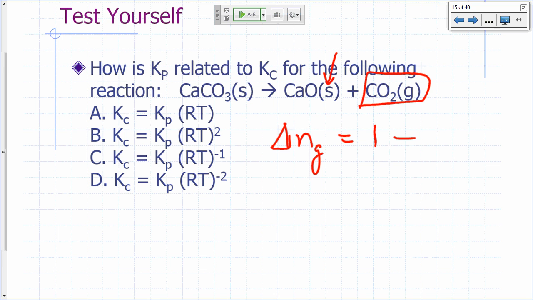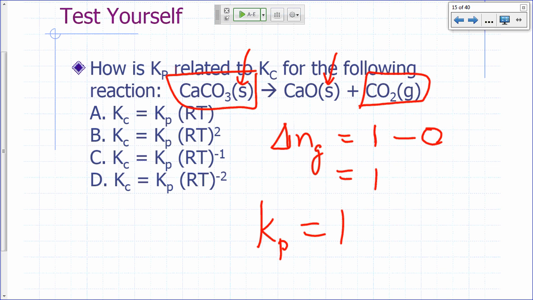So that doesn't count. So 1 mole of gas on the product side. How many moles of gas do you have on the reactant side? None, because that's a solid. That doesn't count. So delta N gas is equal to 1. So we say that Kp equals Kc times RT. So what is Kc? Kp times RT to the negative 1. So correct answer is C.